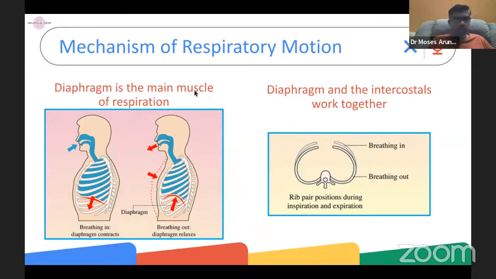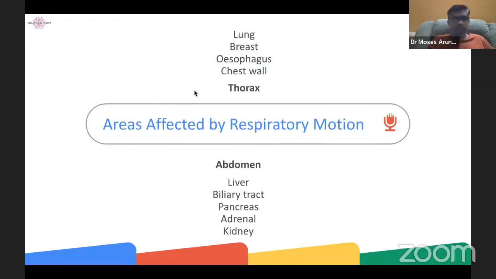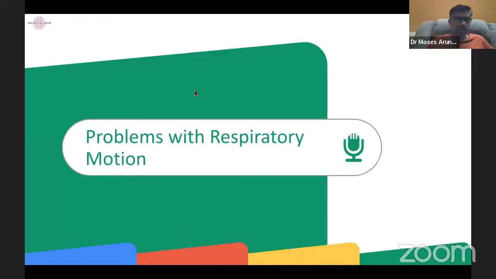But the diaphragm is not the only muscle that contributes to respiratory motion. There are plenty of other muscles, like the intercostals and other accessory muscles, which contribute as well. The diaphragm being situated where it is, separating the thoracic and abdominal cavities, all the organs above and below the diaphragm are affected by respiratory motion. But for this talk, we will restrict ourselves to lung tumor motion.